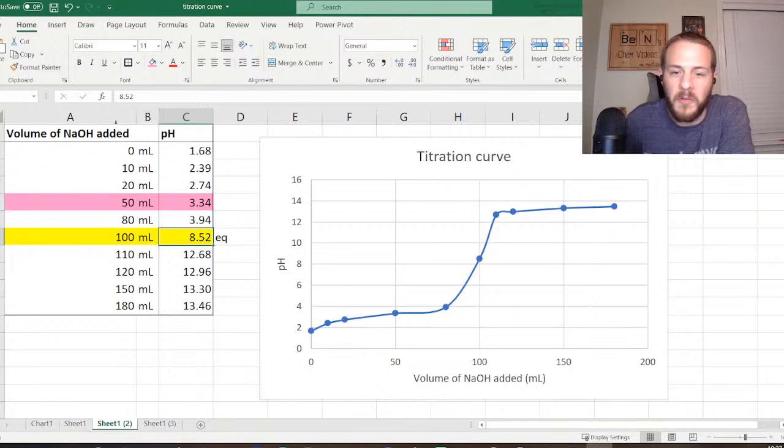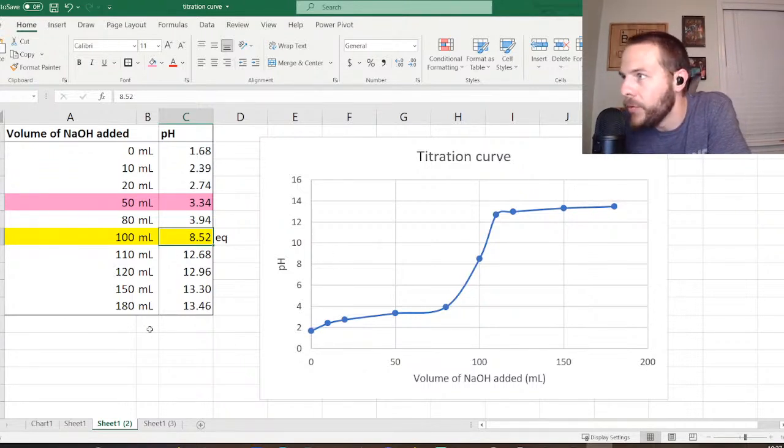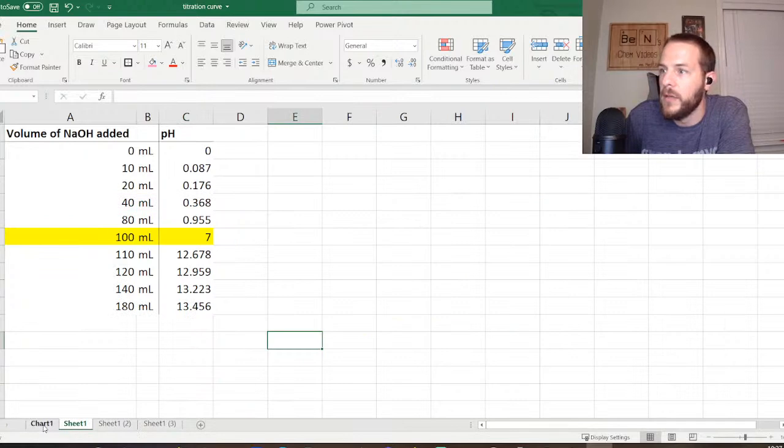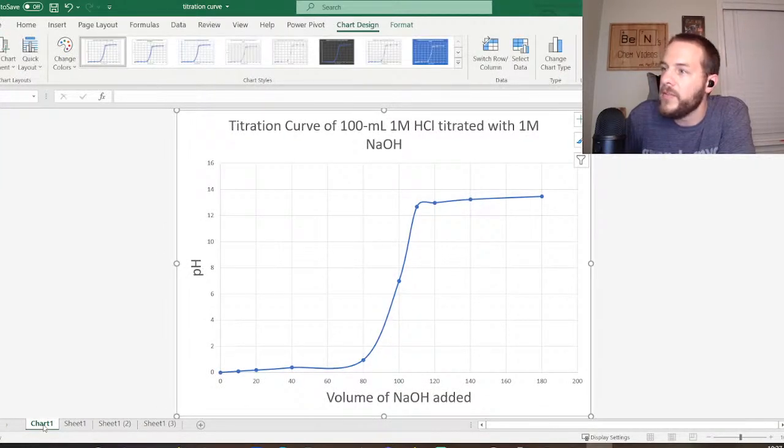I don't know if you were here last week, but the titration curve from last week, what did that look like? That was this right here. So it's a very similar sort of thing.